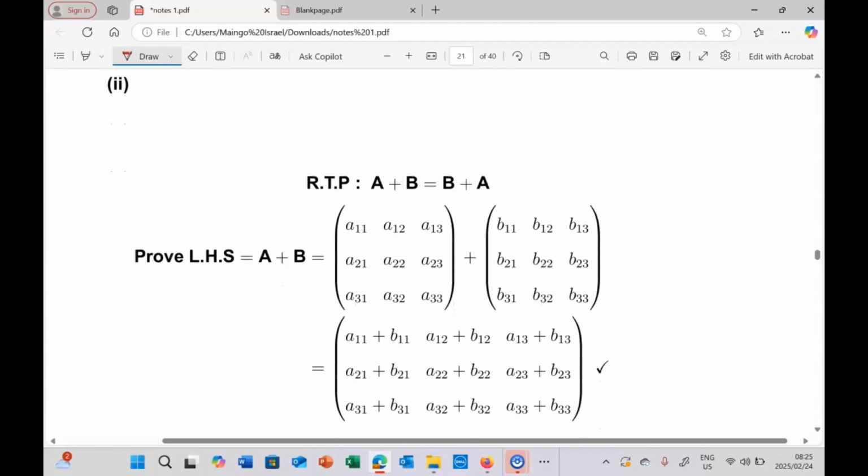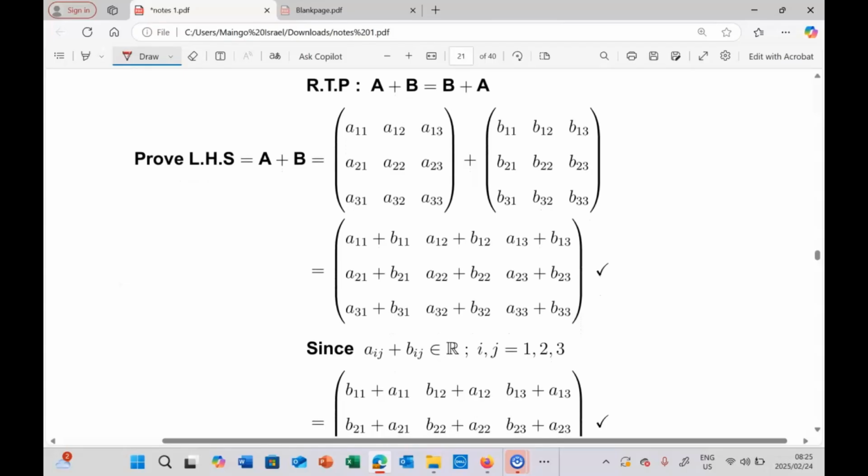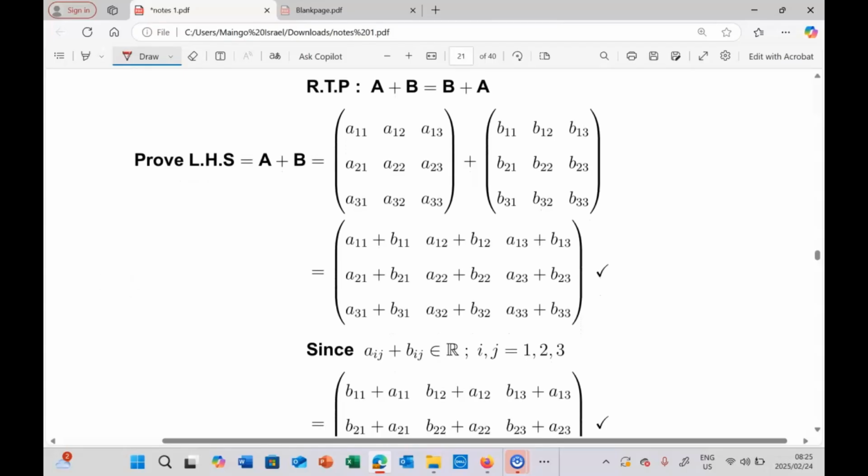So, moving on to number 2, the commutative property. What are we required to prove here? We are required to prove that A plus B is equal to B plus A. Those are matrices. So let's work on the left-hand side until we get the right-hand side, if possible.